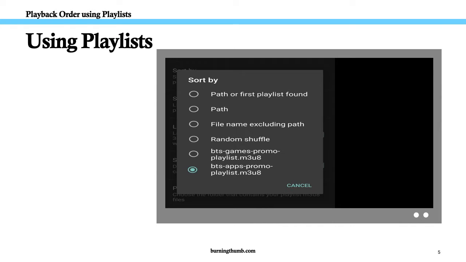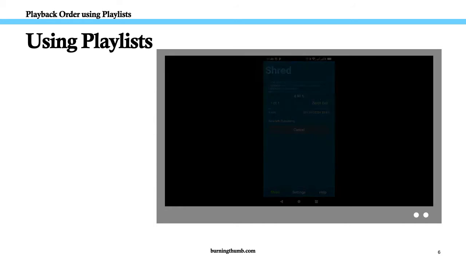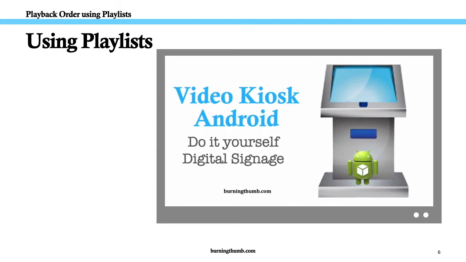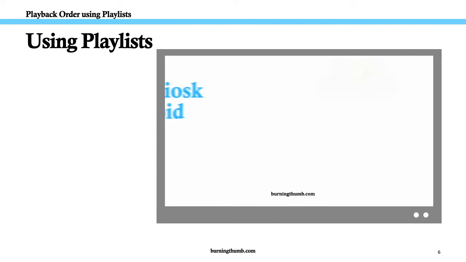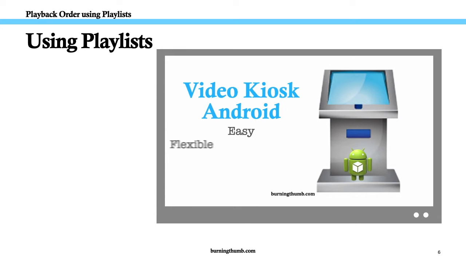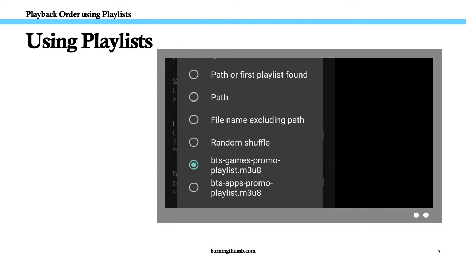Before he gets there, he selects the playlist to use, games or apps. Then, when he runs Video Kiosk, the right pitch is displayed. And if he wants to show the other pitch, he just changes the settings to use the other playlist.